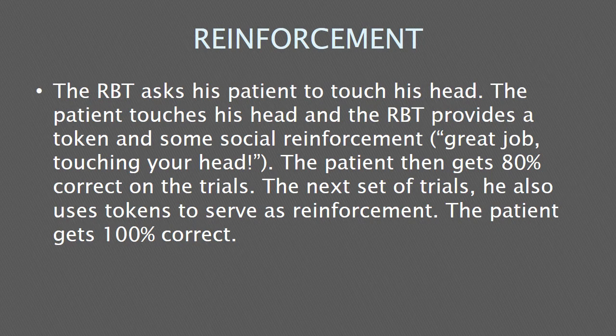This is a reinforcement. The RBT asks his patient to touch his head. The patient touches his head, and the RBT provides a token and some social reinforcement. The patient then gets 80% correct on the trials. In the next set of trials, he also uses tokens to serve as reinforcement. The patient then gets 100% correct.